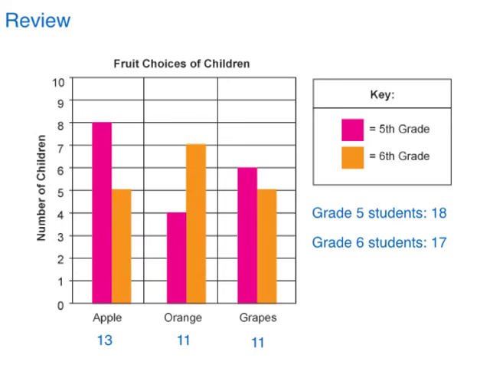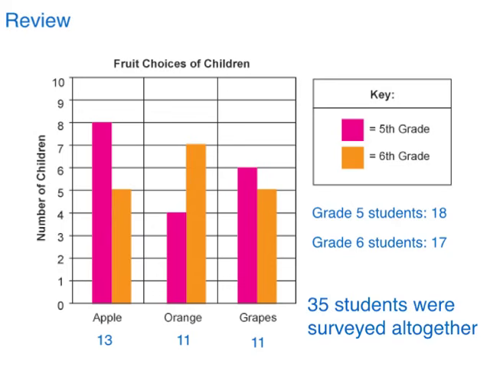Could we get one final piece of information from the survey? Let's see if you can figure out how many students total were surveyed. 35 students were surveyed altogether. We get that by adding 18 and 17, or if we add 13 plus 11 plus 11, we get 35 as well. So lots of information we can get from double bar graphs.